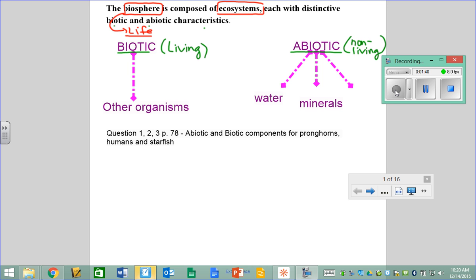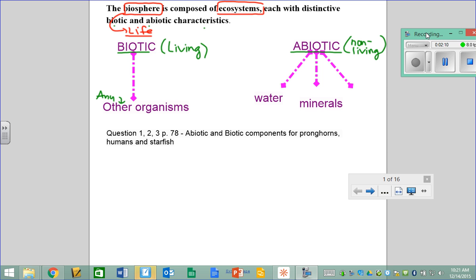So if I were to ask you, what are the biotic characteristics of a particular part of the biosphere, a particular ecosystem, a biotic characteristic is any other organism that exists. And by any, I mean any. Anything that is alive can count as a biotic characteristic of some organism's ecosystem. On the abiotic side, I put a couple of examples to start us off.